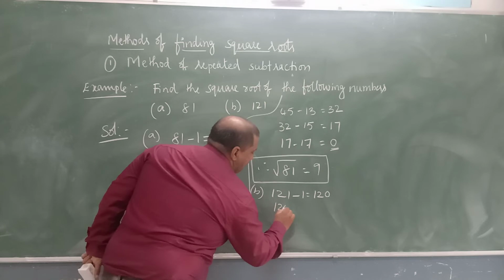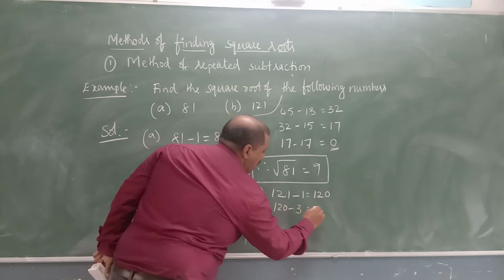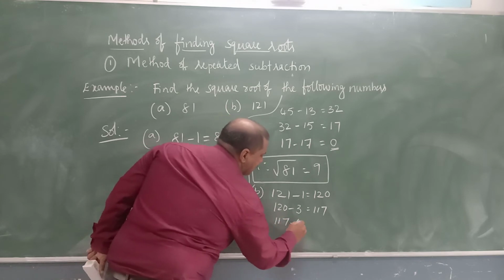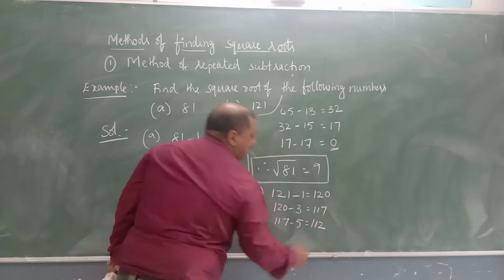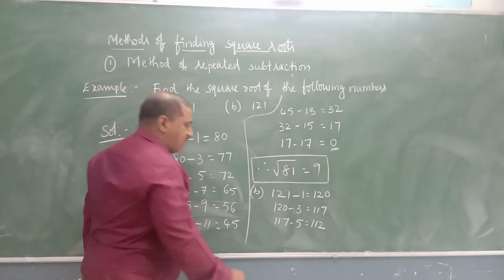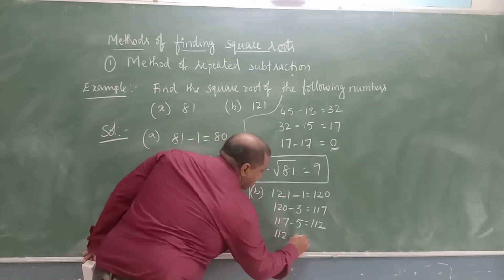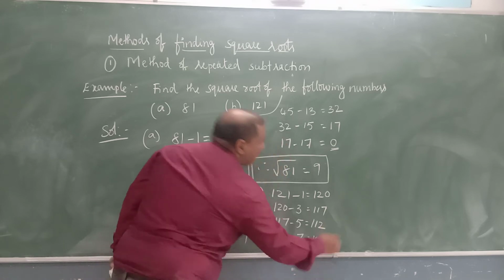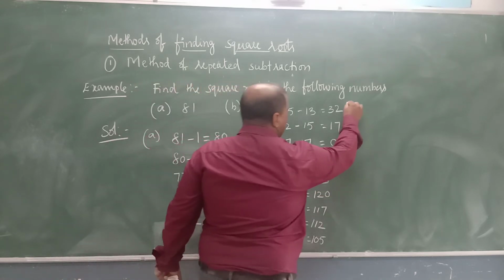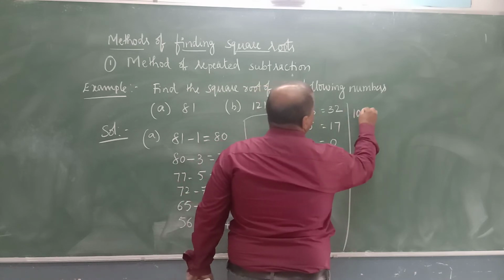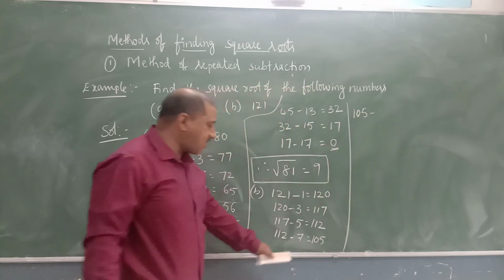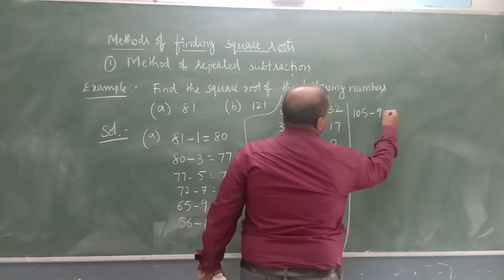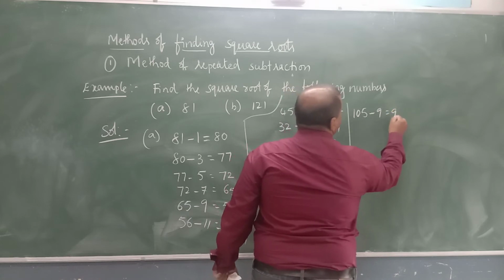120 minus 3 is equal to 117. 117 minus 5 is equal to 112. 112 minus 7 is equal to how much? It is 105. From 105 subtract the next odd number. Which is the next odd number after 7? It is 9. 105 minus 9 is equal to how much we get?